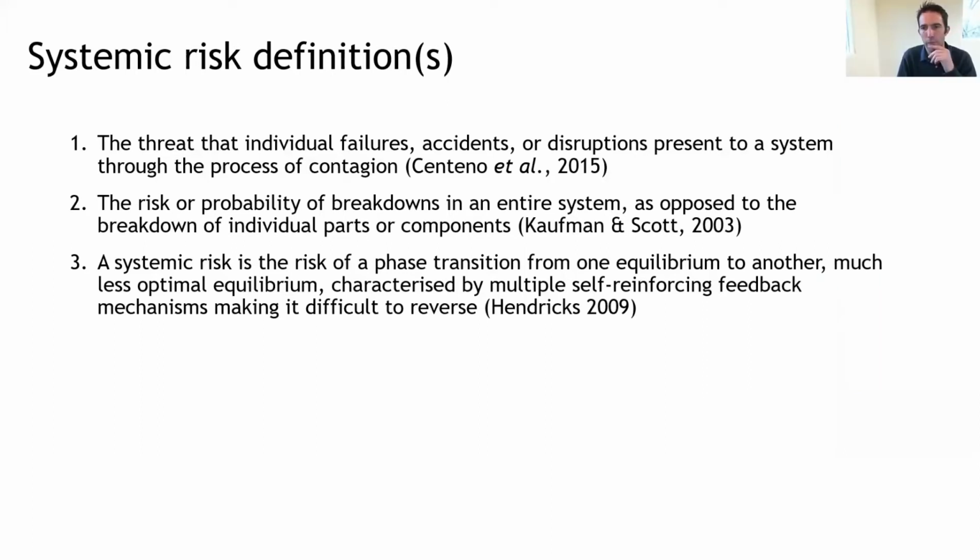Here are a few from the literature. You can see the first one focuses on this idea of contagion effects across systems. The second definition focuses here on the probability of breakdown of the entire system. We discussed this definition and we weren't so keen on it because it's very unusual for the whole system to break down. What would entire system breakdown look like? And actually, of course, you can have impacts on health and livelihood before an entire system collapses.